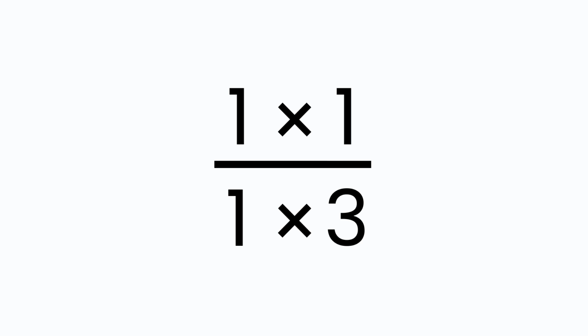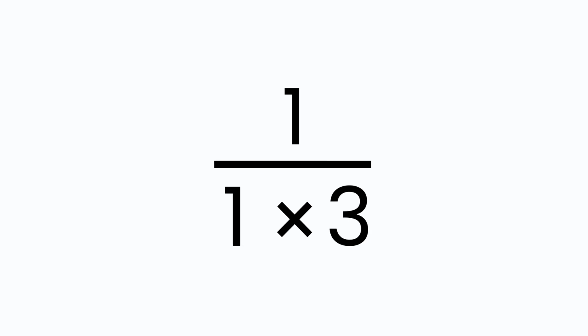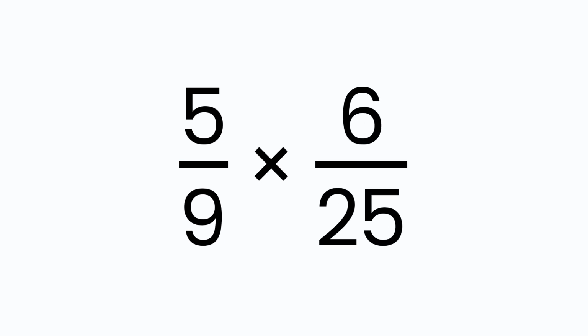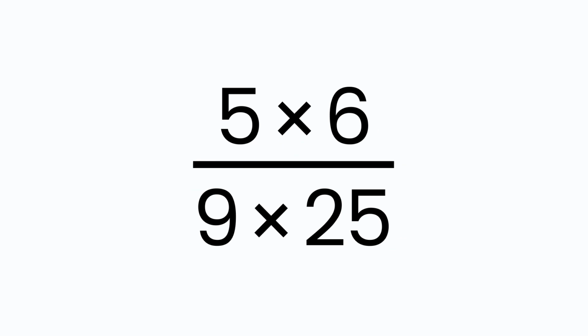Then you complete the multiplication by multiplying the numerators by each other. 1 times 1 is 1, and the denominators by each other. 1 times 3 is 3. The answer is 1/3. Here's another example. 5/9 times 6/25. Let's see whether we can cross-cancel anything before we multiply.